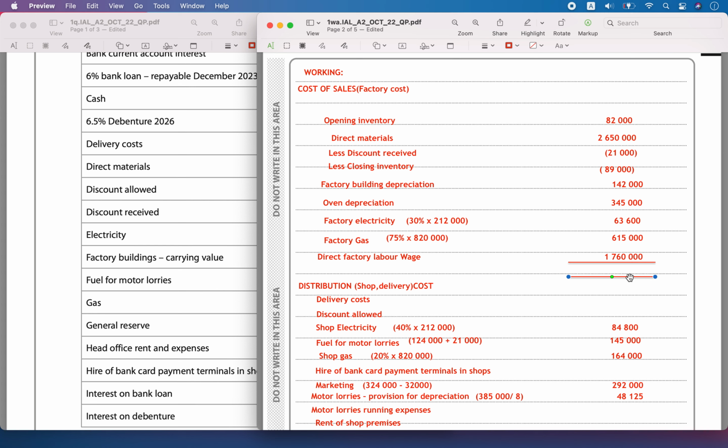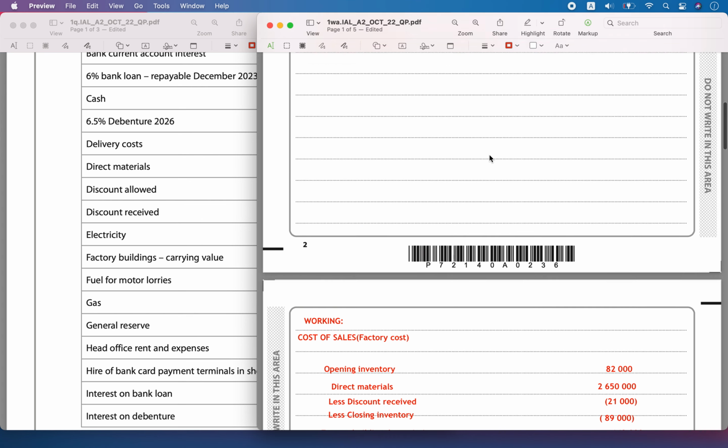So the total cost of sales is equal to 82,000 plus 2,650,000 minus 21,000 minus 89,000, plus 142,000 plus 345,000 plus 63,600 plus 615,000 plus 1,760,000. So that is 5,547,600. This is going to be your cost of sales.